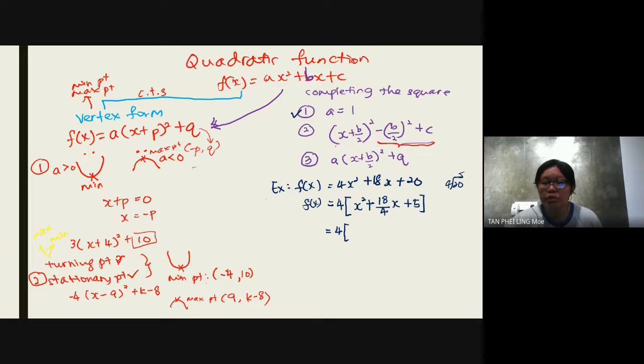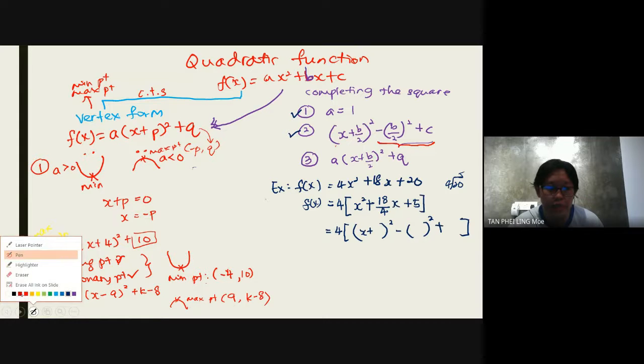So now we come to the second step, where I'm going to put it as big square minus small square plus c. So my big bracket square minus my small bracket square plus c. Okay, so now I put in first. So what is my big bracket here? Inside I should put x and then plus this one, 18 over 4, right? That is my b.